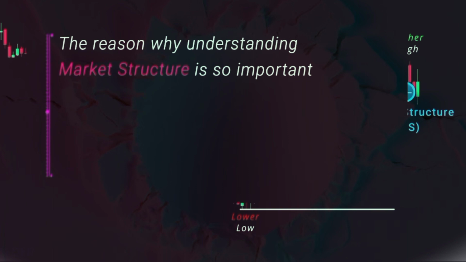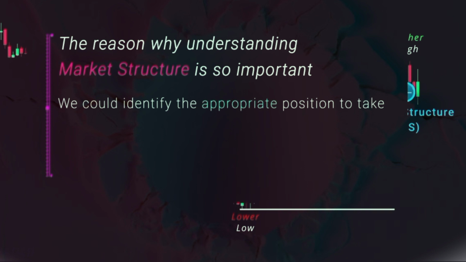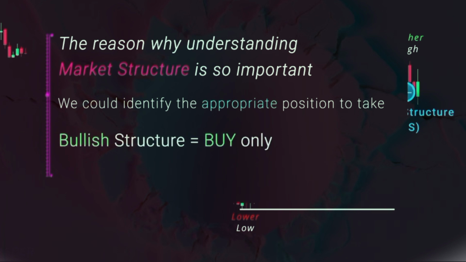Now, one of the main reasons why understanding market structure is so important is so that we could identify the appropriate positions to take, because we only take positions that are aligned with the current structure. So if the market structure is bullish, then we're looking to take buy positions only. And if the market structure is bearish, we're looking to take sell positions only.